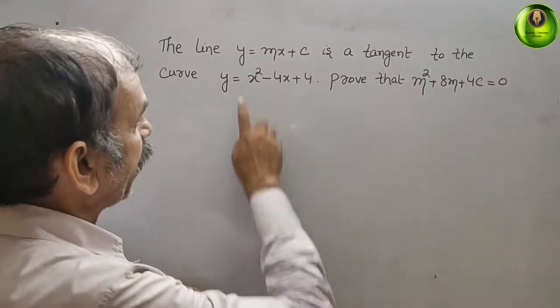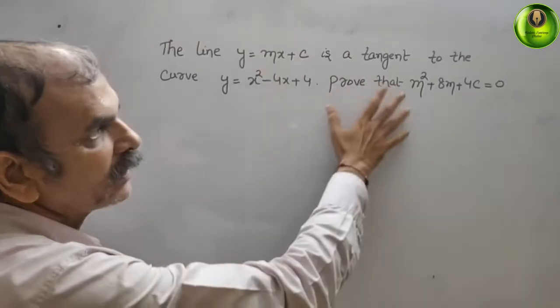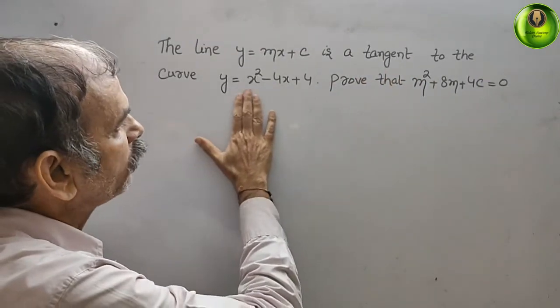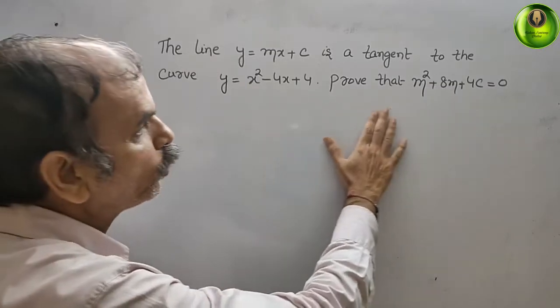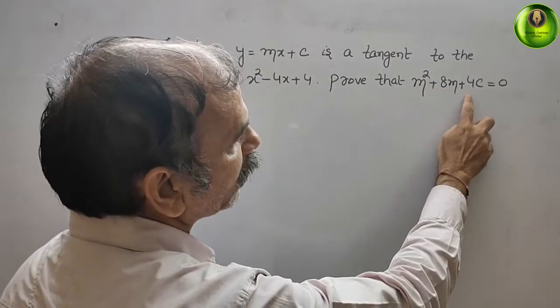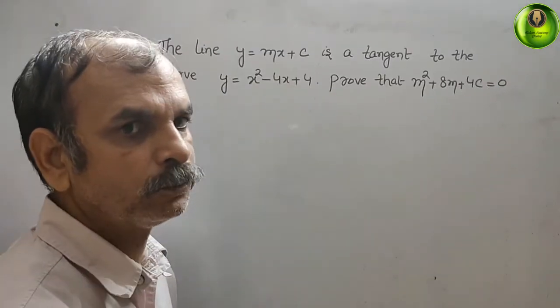Your question is: the line y equals mx plus c is a tangent to the curve y equals x square minus 4x plus 4. Prove that m square plus 8m plus 4c is equal to 0.